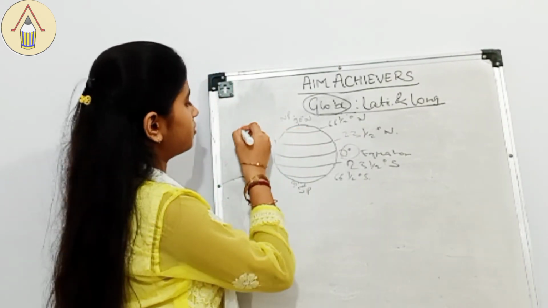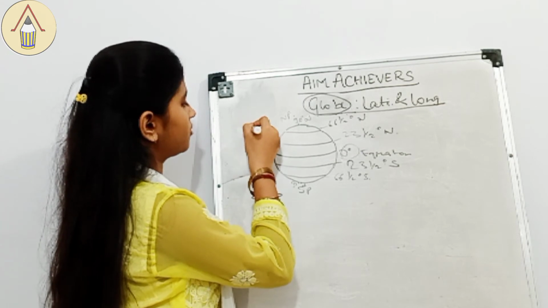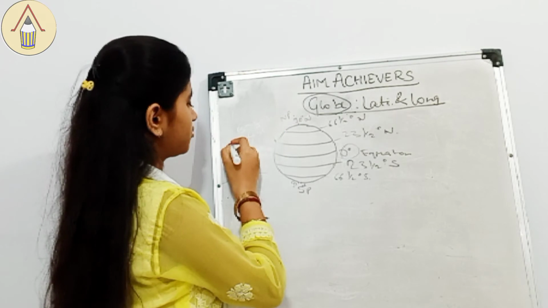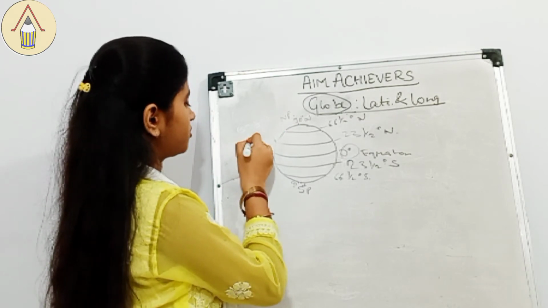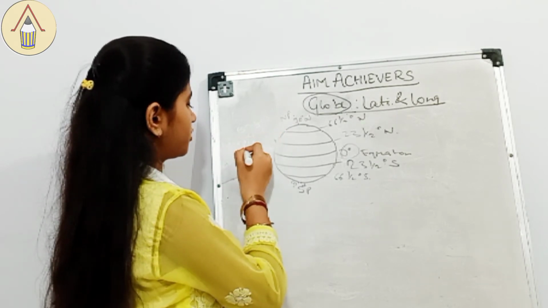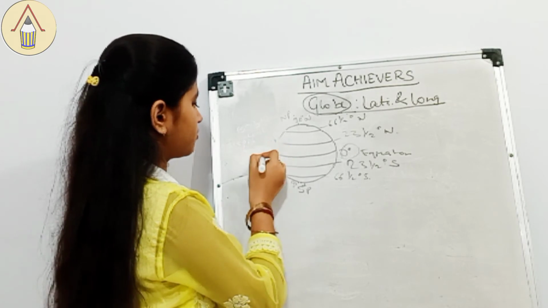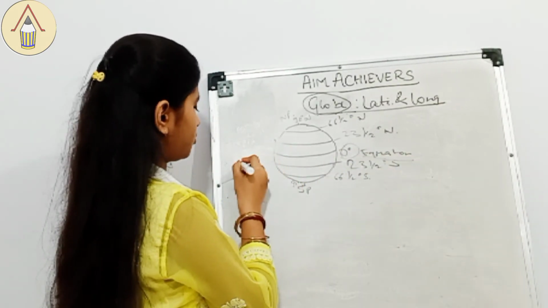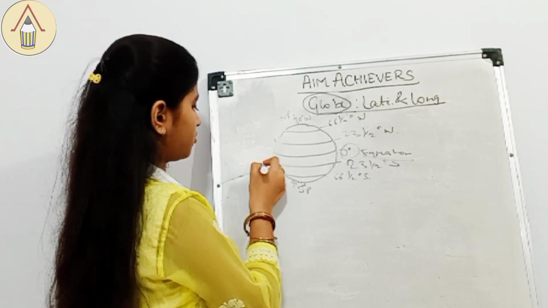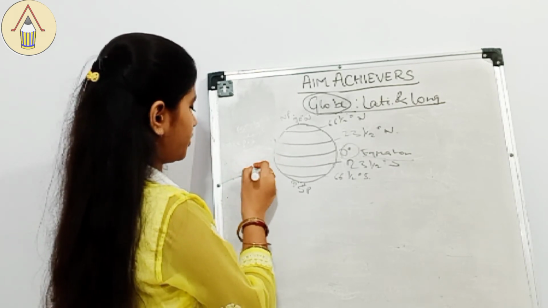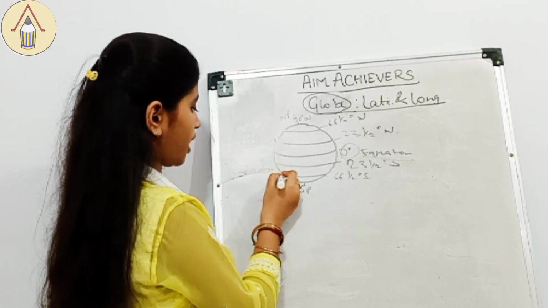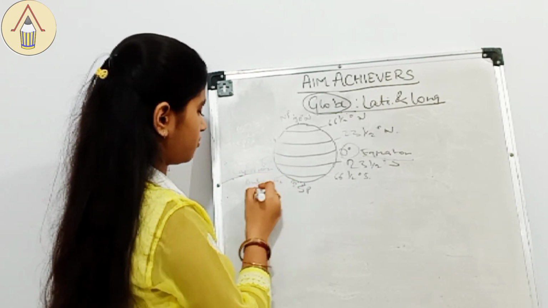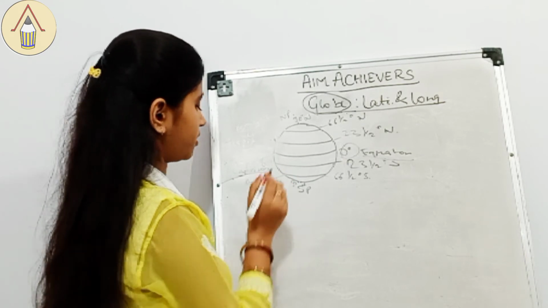This is Arctic Circle. This is Tropic of Cancer. This is equator. This is Tropic of Capricorn. And this is Antarctic Circle.